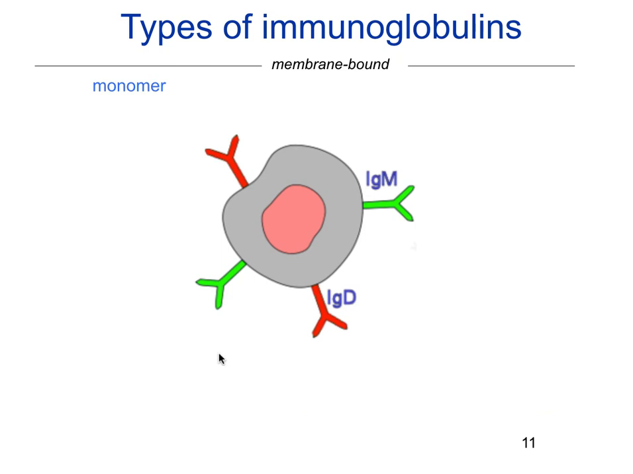Well, we have the membrane-bound ones that are always monomeric, so it's always one Y. And a B cell has the B cell receptor, which is an IgM type of antibody, and it also has another antibody, which is an IgD antibody, which looks like IgM, but is slightly different. So the IgM is the B cell receptor, and for IgD, it's not clear what that's for actually.